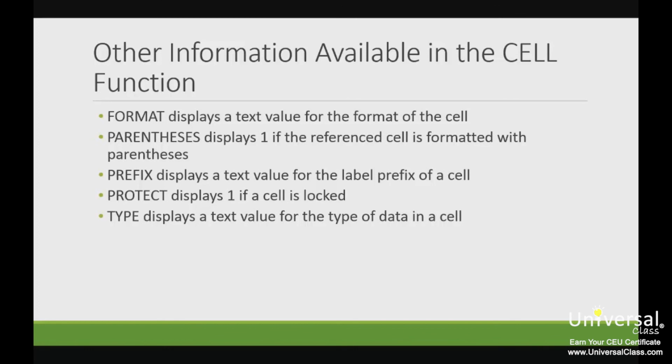Protect displays 1 if a cell is locked, otherwise it displays 0. And type displays a text value that corresponds to the type of data that's in a cell. B is returned for blank or empty cells. L is returned if it contains a text constant, and V is returned for all other types of cell content.